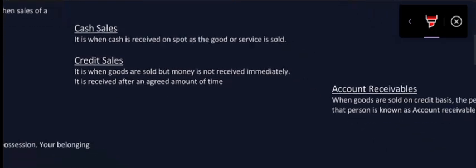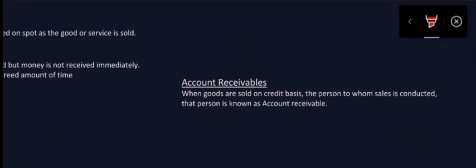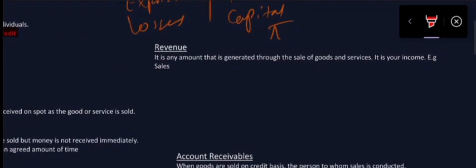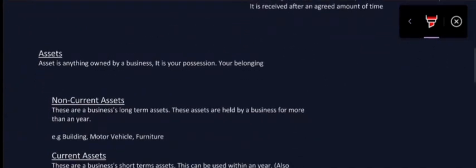Credit sales result in our accounts receivables. This is when, in the case of credit sales, the person towards whom the sale is conducted, or in simpler wording, the person who buys your goods on a credit basis, that person is known as your accounts receivable. Revenue is generated through the sale of goods and services. It is your income.